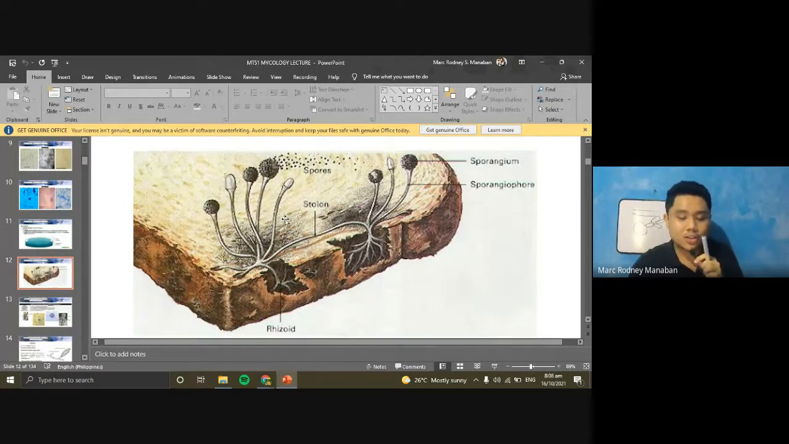Now, other structures are your stolon and rhizoids. Your rhizoids are root-like structures, whose purpose is to anchor to the substrate. Now, the stolon is a hypha that connects other groups of hyphae. And rhizoids, as the name says, are root-like structures that anchor the fungi to the substrate. So that's for the characteristics of your hyphae and mycelium.